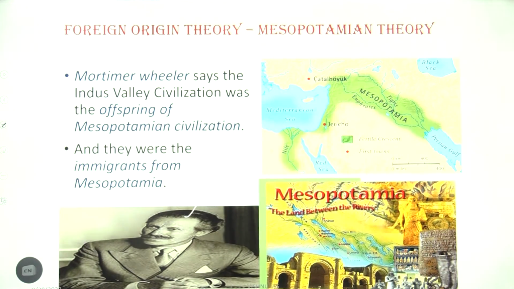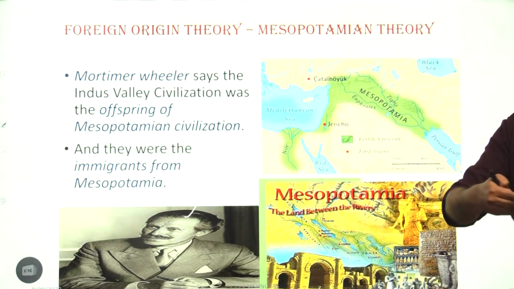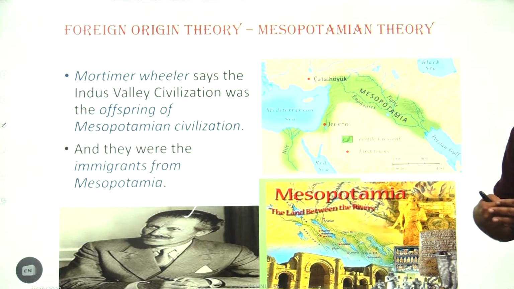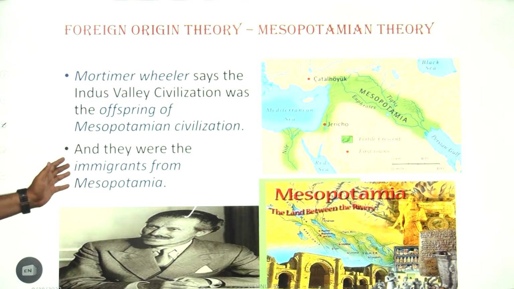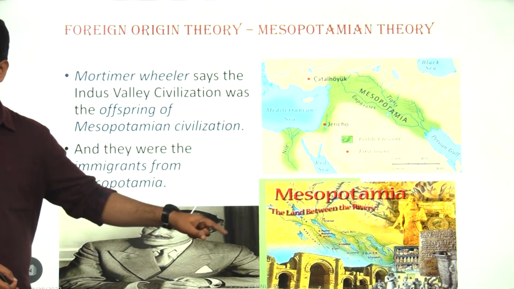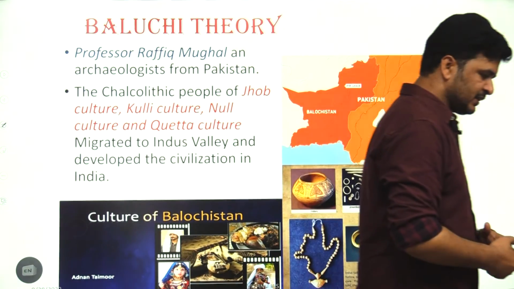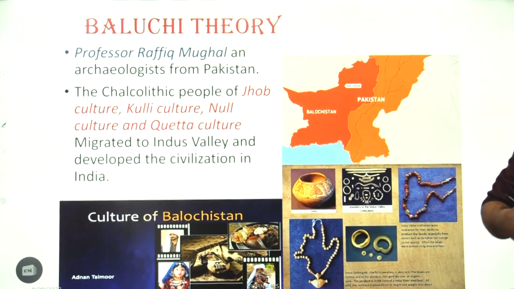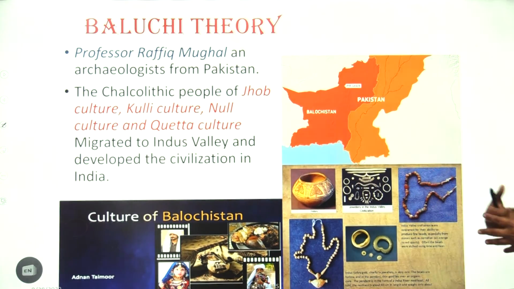So Mortimer Wheeler says Indus Valley civilization is an offshoot. It's a branch of Mesopotamian, he says. Wheeler, Mortimer Wheeler, you call him an Indologist. We have learned in the previous session, Indologist, Indology, a foreigner who studies Indian culture. So when it comes to the Baluchi theory, this particular theory comes under the native origin theory, please. Native origin theory, just have an idea.